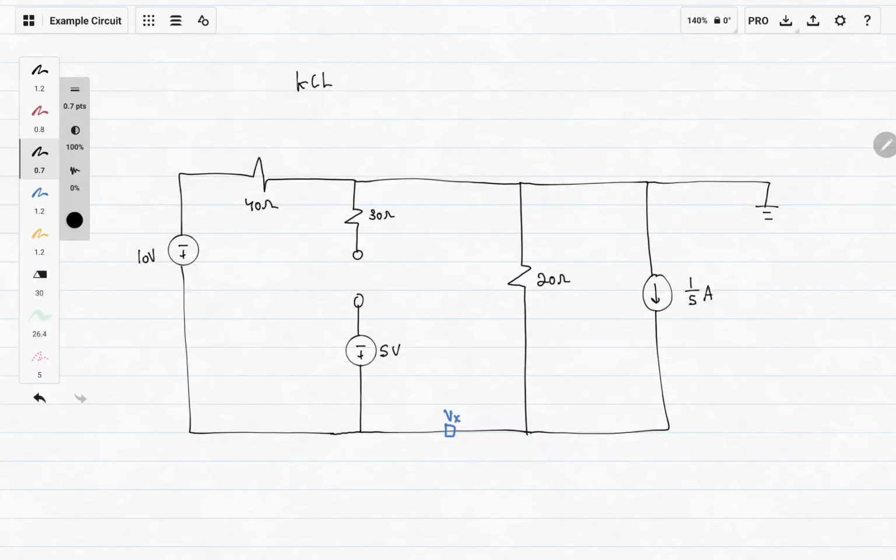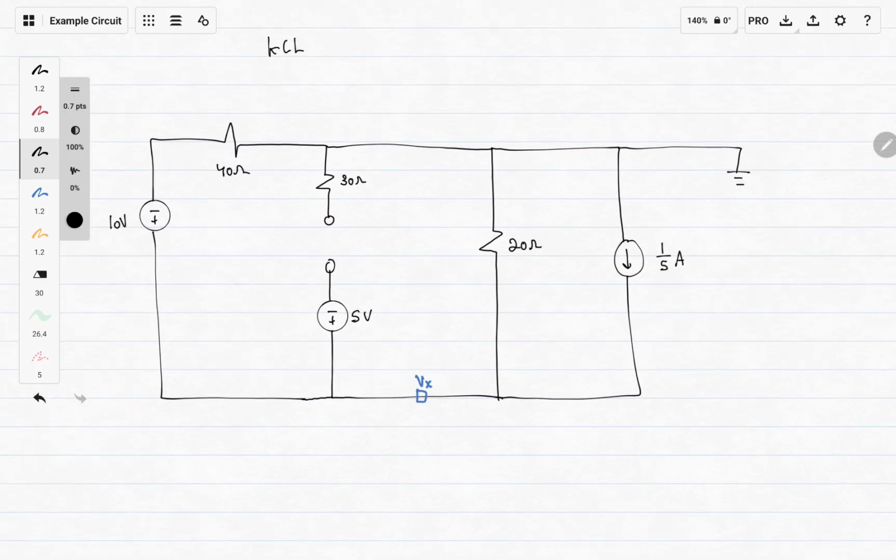Today I'll try to teach how to use basic circuit analysis to solve this example circuit. So the first analysis method that we're going to use is KCLs. In order to use KCLs, we're looking at the voltages and subtracting them to find the current.